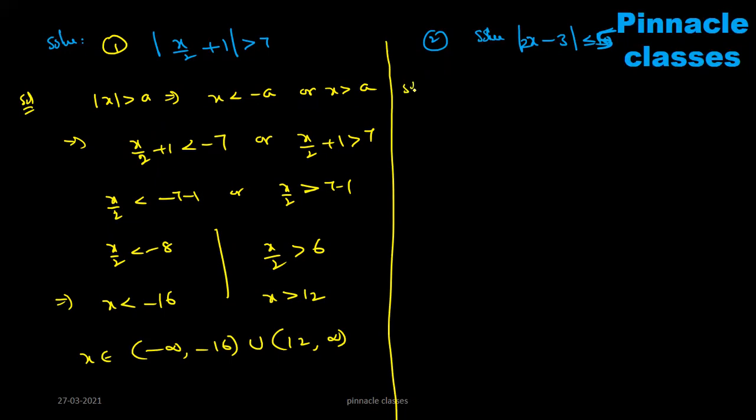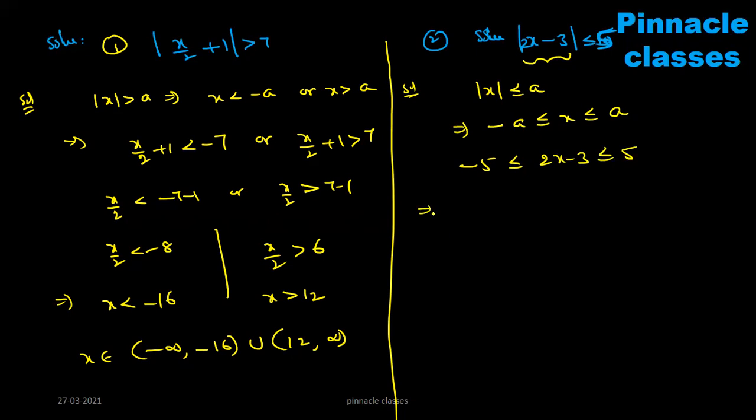What about coming to this case C? Whenever you are going to solve the question, first write the suitable, appropriate formula. Modulus of x less than or equal to a means what here? Minus a less than or equal to x less than or equal to a. Minus 5. What is the value of x? 2x minus 3 less than or equal to 5. How much? Adding 3 on both sides.